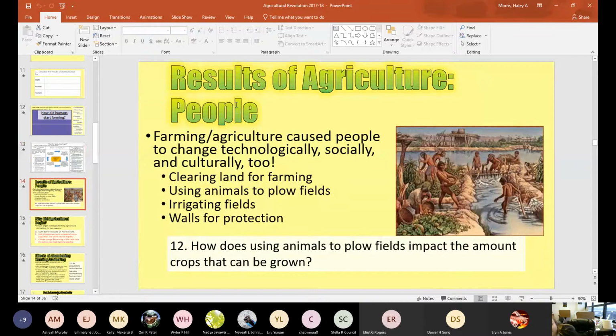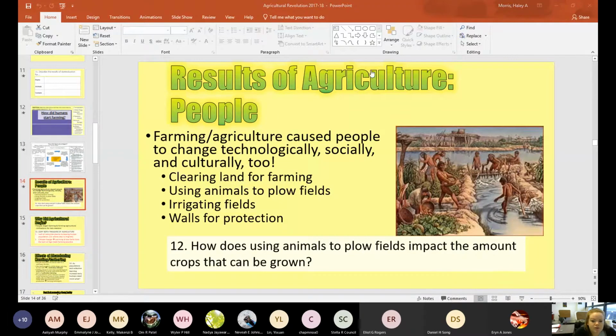Results of agriculture. Farming and agriculture caused people to change technologically, socially, and culturally too. They would be clearing land for farming, using animals to plow fields, irrigating fields, and using walls for protection. All of these things can be seen in this graphic. Different ways that agriculture has affected people can be seen here. So as agriculture develops, people change technologically, socially, and culturally.